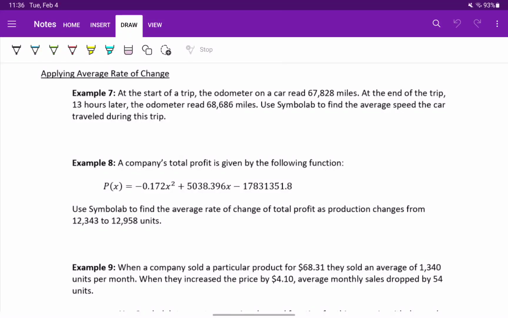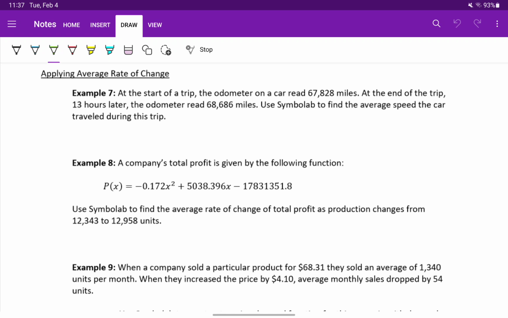The next few examples deal with applying the concept of average rate of change. In example 7, at the start of a trip, the odometer on a car read 67,828 miles. At the end of the trip, 13 hours later, the odometer read 68,686 miles. We want to find the average speed of the car during that trip.